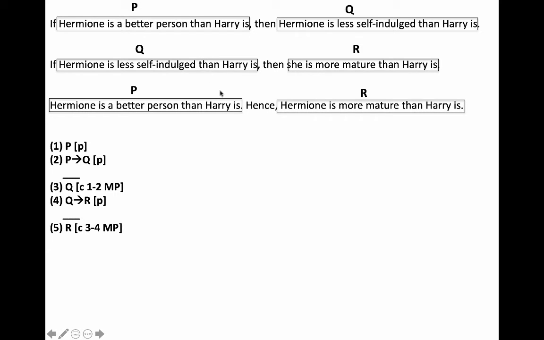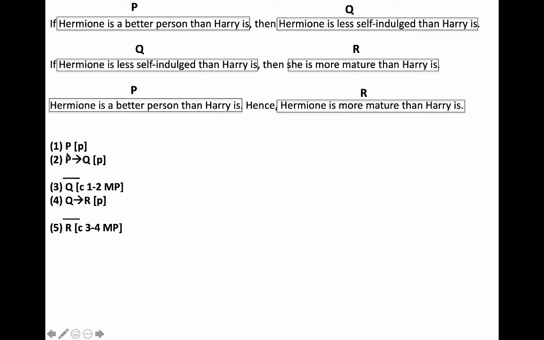P, that's Hermione is a better person than Harry is. If P then Q, therefore Q. And then we have if Q then R, that's this one here. If Q then R, therefore R.